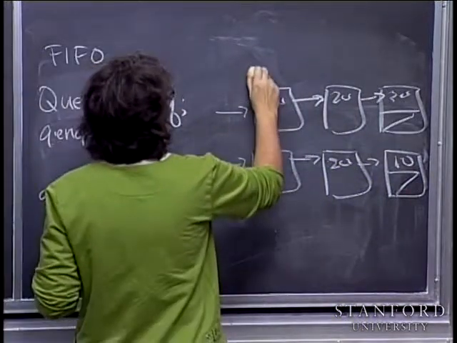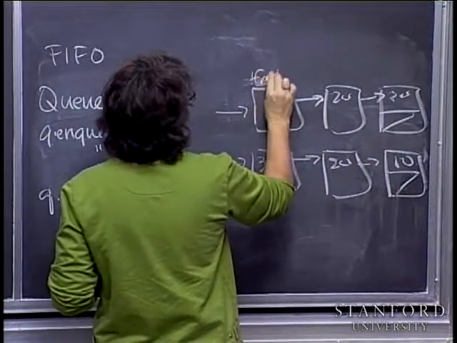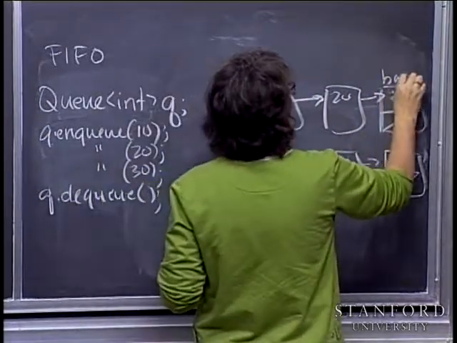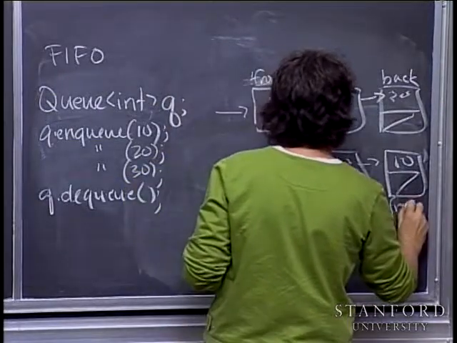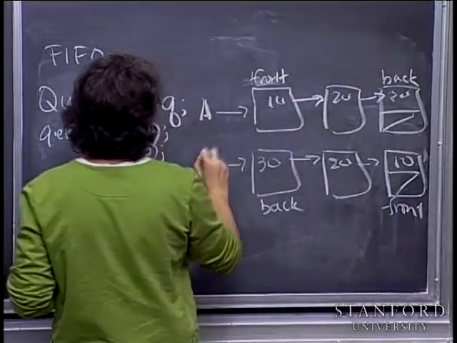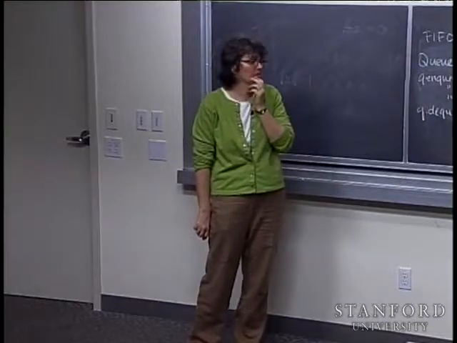So this is head. Well, I'll call this front of queue, and this is back. This is the back. This is the front. Okay, strategy A, strategy B. So first off, ask yourself, where does the queue do its work? Does it do it at the front, or does it do it at the back? It does it at both.